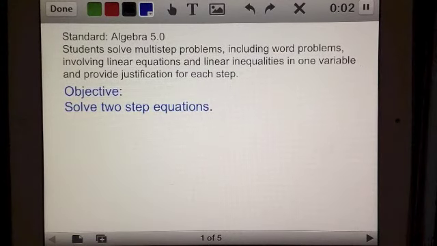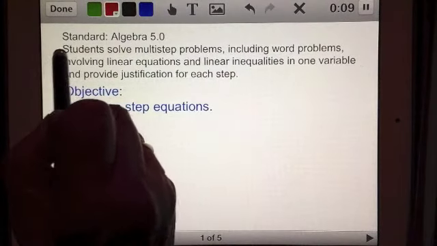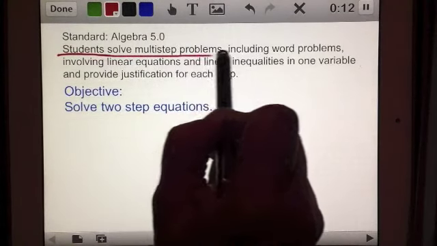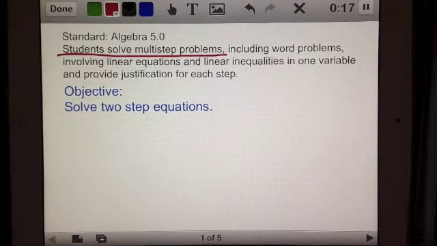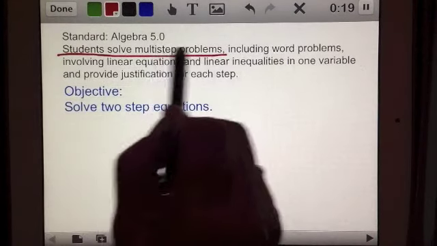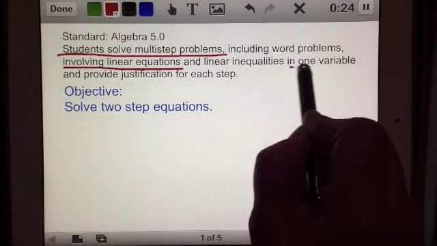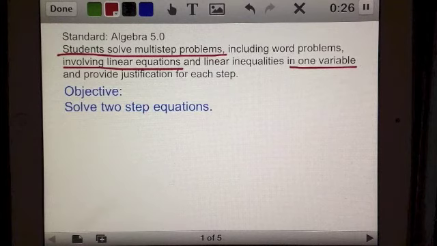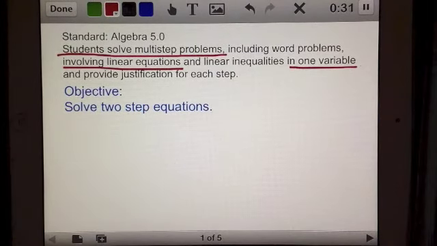Okay, so today we're going to work some more with the Algebra 5.0 standard, and in particular we are going to work on solving multi-step problems. We're not going to work with word problems today, we'll do that another day. The kinds of multi-step problems we're going to work on are linear equations in one variable. We're not going to worry about providing justification for each step just yet, but we are going to make sure that we're following the properties, number properties.